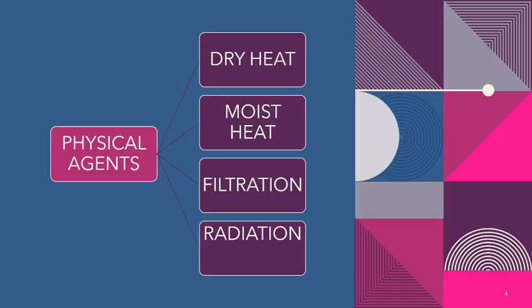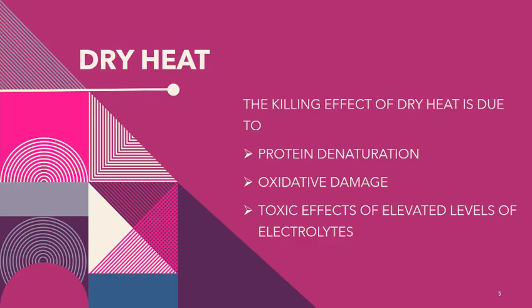The mechanism of dry heat sterilization is different when compared to other types of physical agents, and dry heat works more slowly and requires high temperatures. So the mechanism includes protein denaturation, oxidative damage, and toxic effects of elevated levels of electrolytes. Protein denaturation causes denaturation and coagulation of proteins when the cell is exposed to a high temperature for a prolonged period of time.